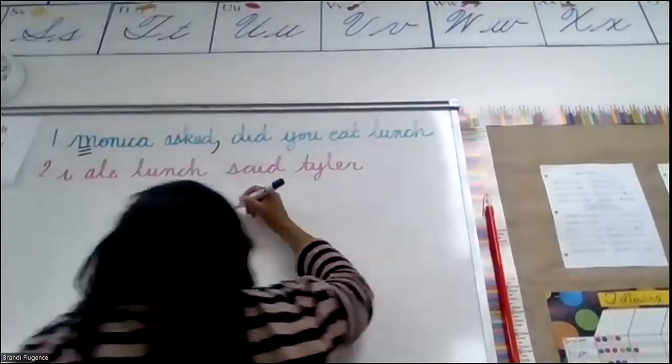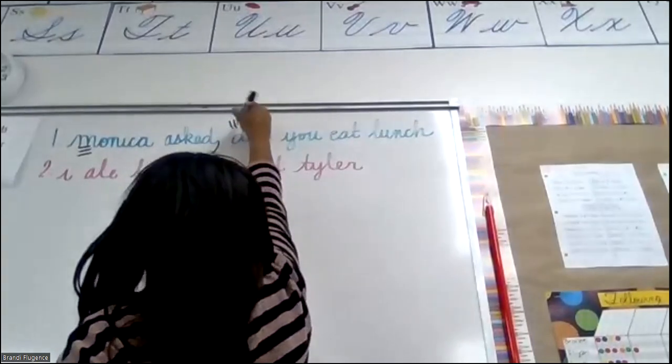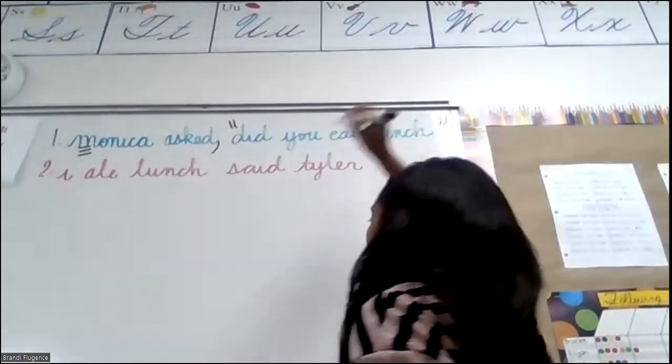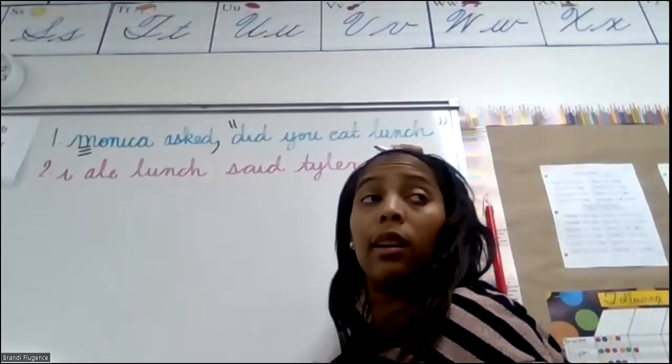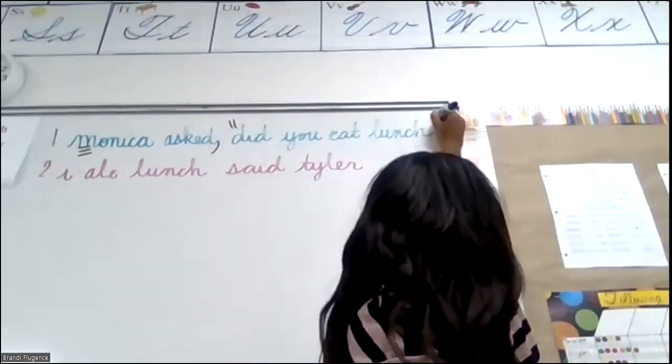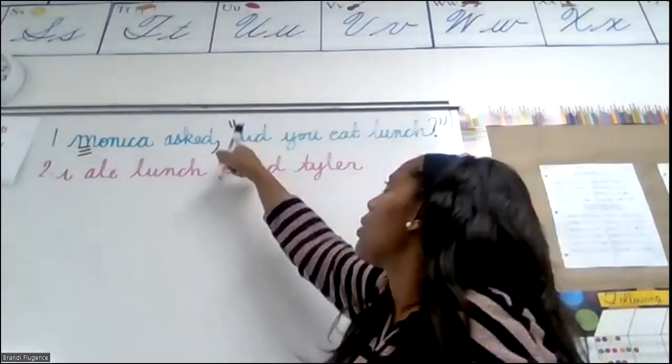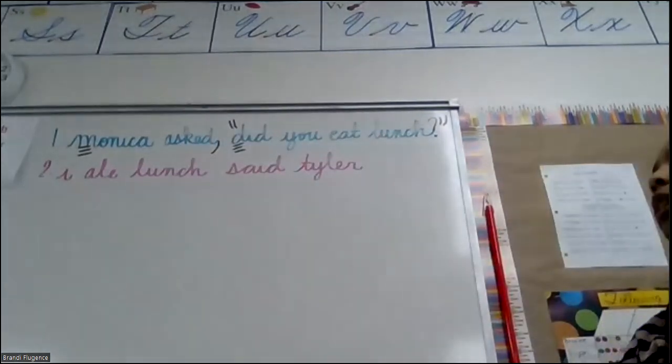Quotation marks going where? Quotations on did, and at the end of lunch, because that's what she said. Quotations going around what she said. Question mark at the end, and make sure to capitalize that D. Did you eat lunch? Okay, next one.